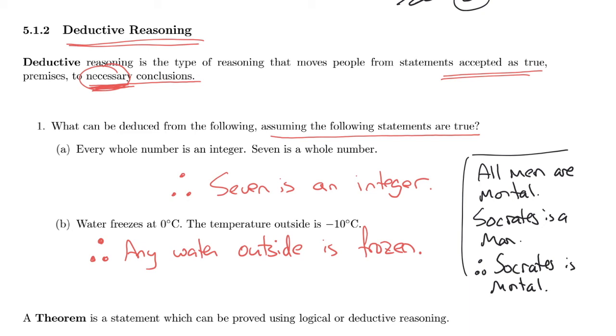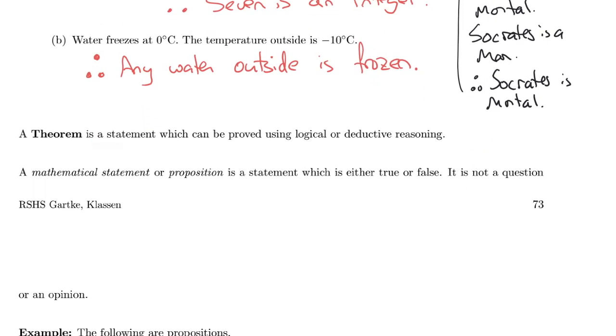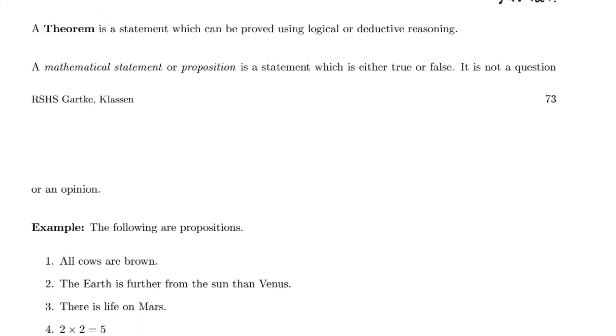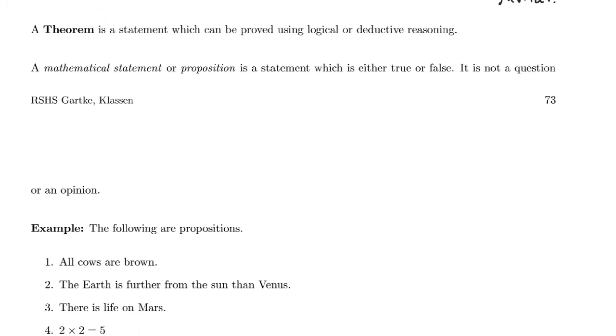Okay, so hopefully that gives you a little bit of an idea here. By accepting the truth of these premises here, we can make a conclusion, and based on the truth of those premises, we can guarantee the truth of the conclusion. So a theorem, and this is a little bit different than what we were looking at before here. A theorem is a statement which can be proved using logical or deductive reasoning, or it's the conclusion of a deductive argument. With induction, that conclusion is called a conjecture. Okay, so this one here is a theorem.